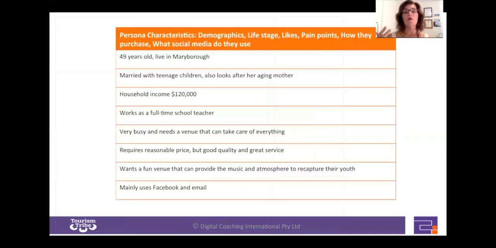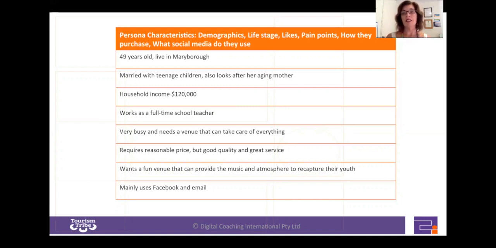And what we did is we called out not only their demographics about where they lived, their life stage, their income, what they did for a job, what typically went with that income and that type of person, but also very much about what were important things for them in terms of what they like, and what are problems for them. So very busy, it needs a venue that can take care of everything, requires reasonable price but quality, great service, wants a fun venue that provides the music, atmosphere, etc.